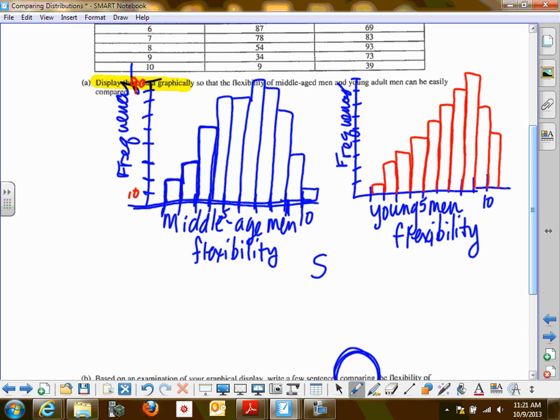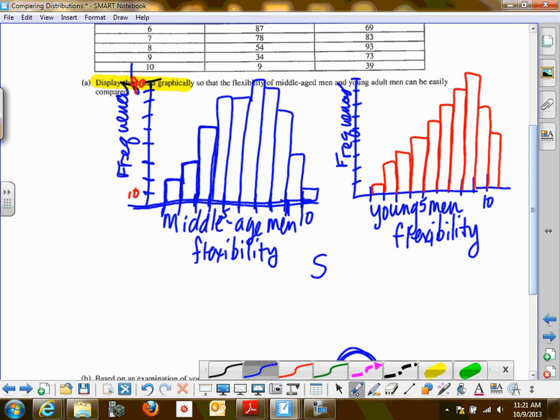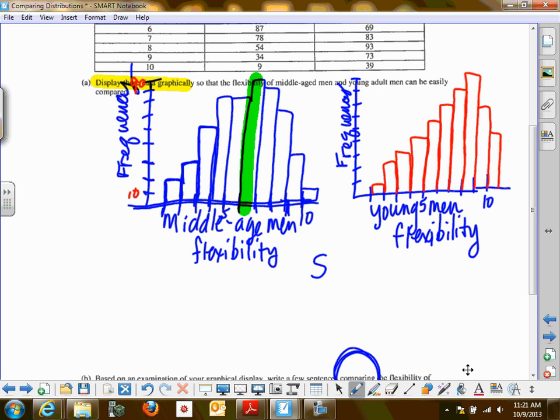How about the center? Where does the center appear to be located with the middle-aged men? It's probably somewhere in the 5 to 6 range. Where would the center be located with a skewed distribution? Which center would you be more prone to want to represent the data with? With a skewed distribution, should you use mean or median to represent the center? Median. And the median is probably located about in here somewhere.